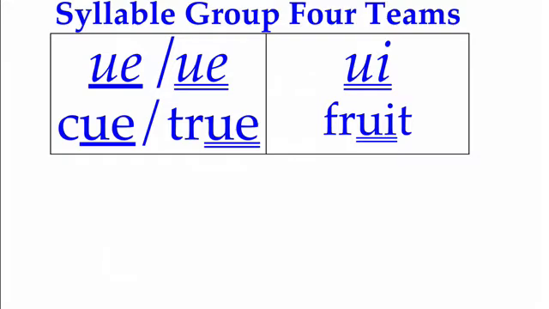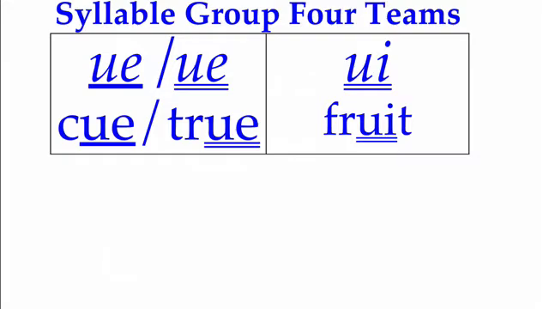So we have a UE team where it can either represent the first long sound of U, as in the word cue. I took my cue from what he said. But notice in the word true, we have 2 lines under UE in that word because the UE team there is representing the second long sound of U, which is oo. So again, in cue, UE is representing its first long sound, U, so we underline it once. But in true, UE is representing its second long sound, oo, so we double underline it.